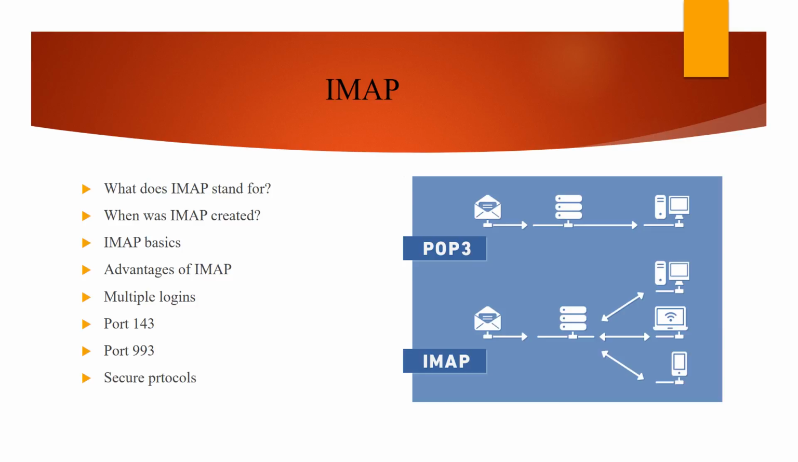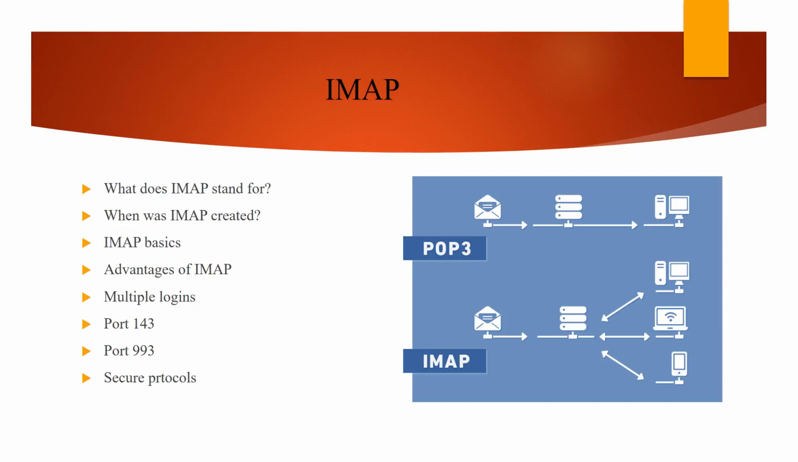The server also keeps a record of all messages that you send, allowing you to access the sent messages from anywhere as well. IMAP doesn't move messages from the server to your computer. Instead, it synchronizes the email that's on your computer with the emails that are on your server.